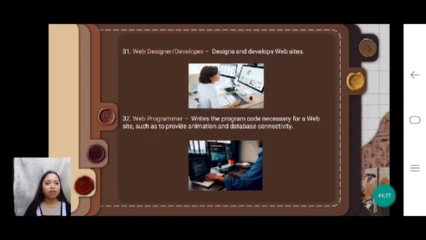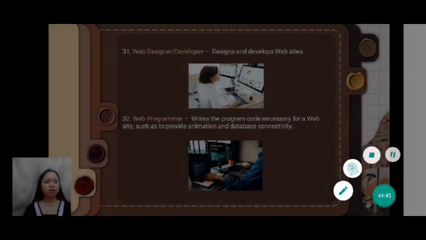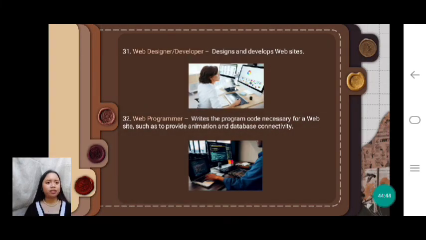And number 31, web designer or developer, designs and develops websites. From the word design, they are the ones who design and develop websites. Also, they plan, create, and code internet sites and web pages, many of which combine text with sounds, pictures, graphics, and video clips. The web designer is responsible for creating the design and layout of a website or web pages. So that's the work of a web designer.